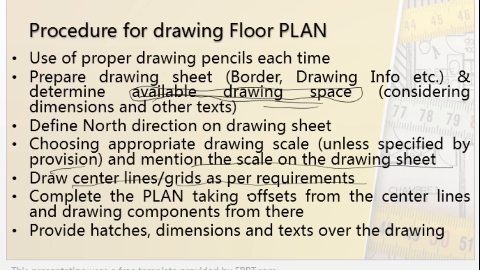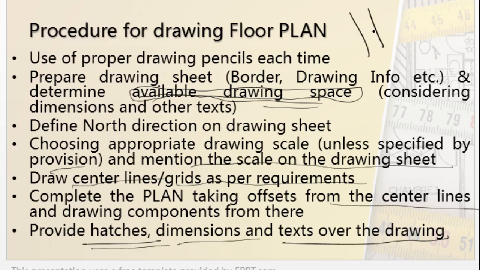Then complete the plan taking offsets from the center lines. So we take offsets from the center lines to complete the other structures, walls, rooms, kitchen, toilets, everything. After that, we provide hatches, dimensions, and text over the drawing. What is a hatch? For a brick wall we use this kind of hatch. This is called a hatch. Whenever you see this kind of hatch, you can say this is a brick wall.